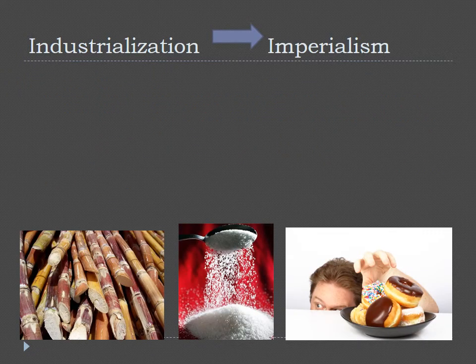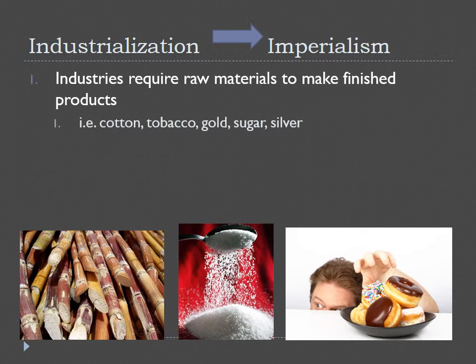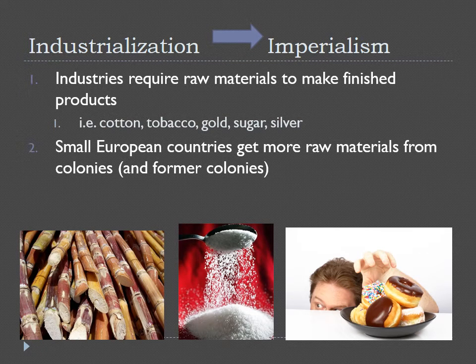So, how does industrialization, our topic from today, connect to imperialism? Three ways. One, industries, our industrial companies, require large amounts of raw material to make their finished products. So they need cotton to make t-shirts, they need tobacco to make cigarettes, they need gold to make coins and jewelry, they need sugar cane to make refined sugar and cakes and sweets, and they need silver for coins and jewelry.